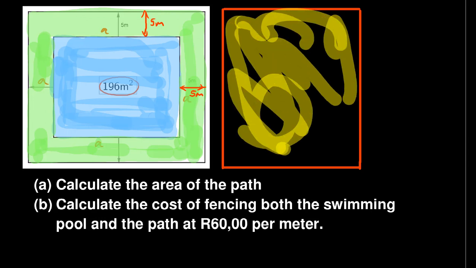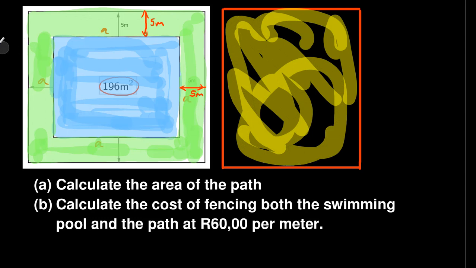Now the question is, what is the area of the inside? They told you it is a square inside, and on the outside it is also a square. And then after we've done that, we will find the area of this inside, which is the pool, which is again also a square. So we will find the area of this particular pool.